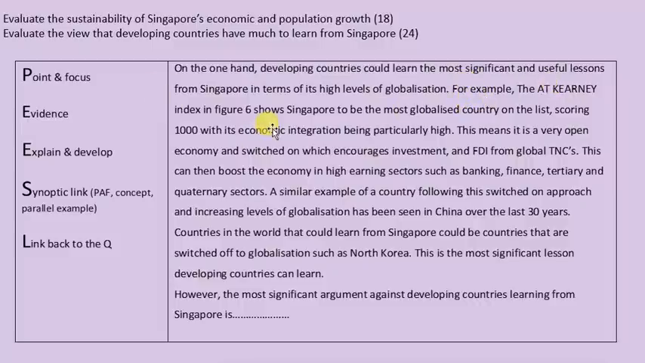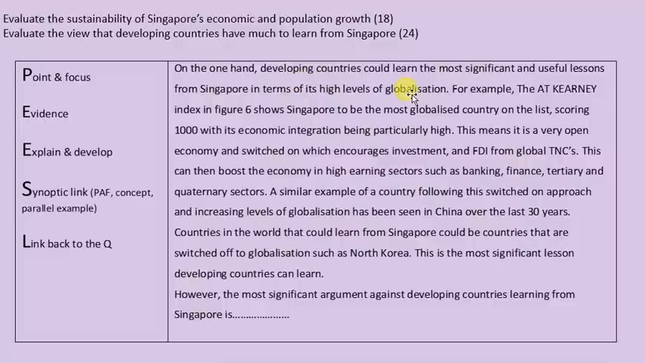The AT Kearney Index in Figure 6 shows Singapore to be the most globalised country on the list, scoring 1,000, with its economic integration being particularly high. So I've just used one piece from the resource booklet. Super strong answers might add on, similarly Figure 7 shows this, similarly Figure 3 shows this. Or they might critique it and say, well, on the one hand, it's got high levels of globalisation, but on the other hand, there might be a little counter within there. Be critical of the source if it's contradictory. You can weigh that up in here if you want, but we'll keep it simple for this one.